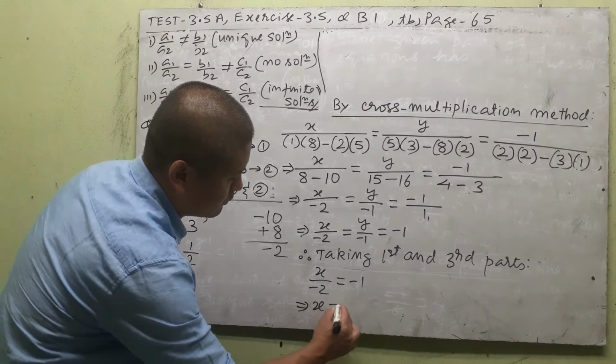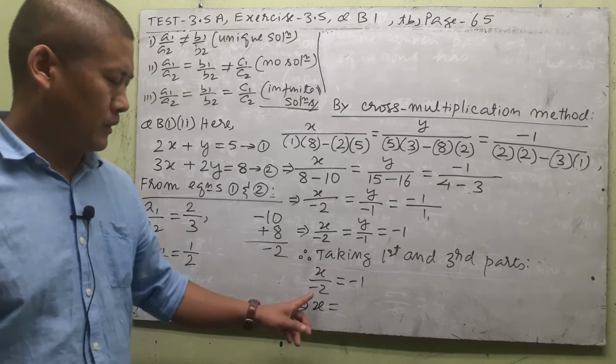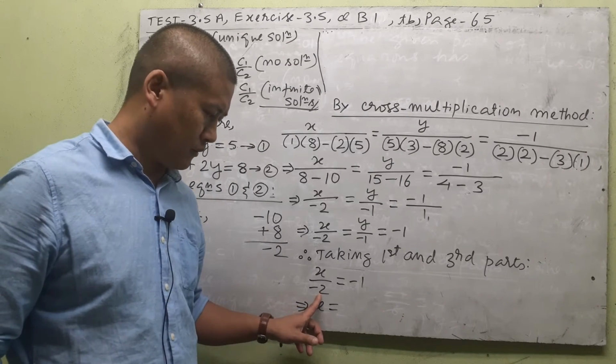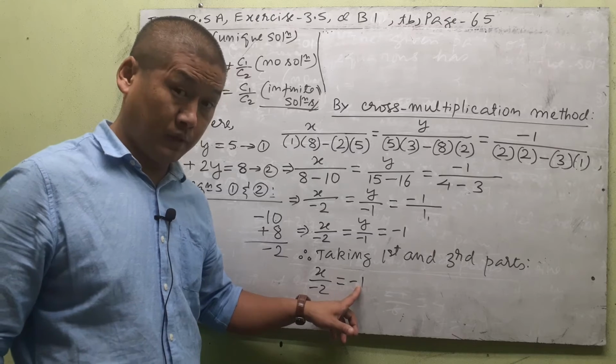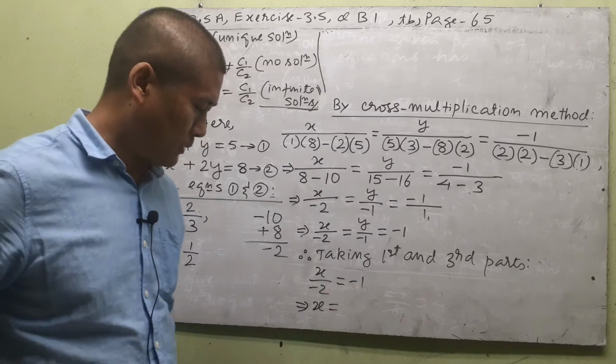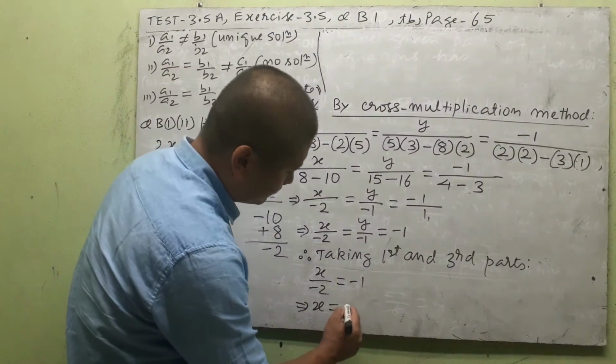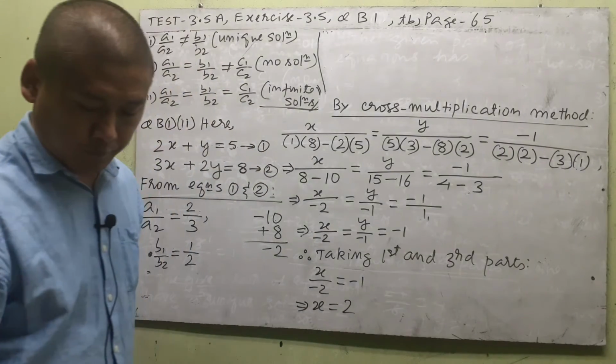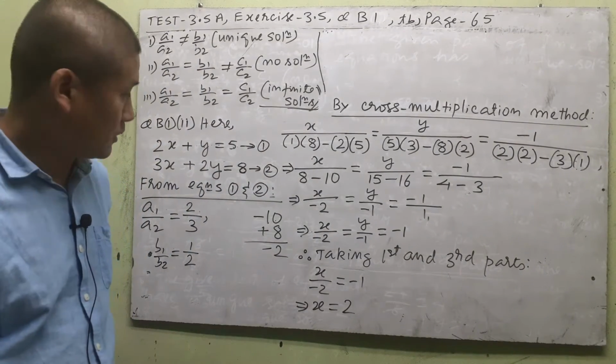So x on the numerator, don't touch. Then the denominator term minus 2 is shifted, and it will go to the numerator and multiply with minus 1. So minus and minus make plus, and the ones are 2. So x is equal to 2, we are getting.